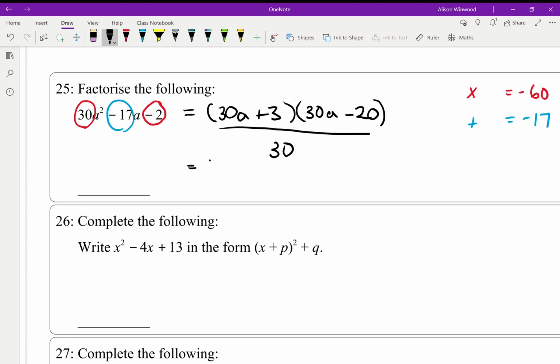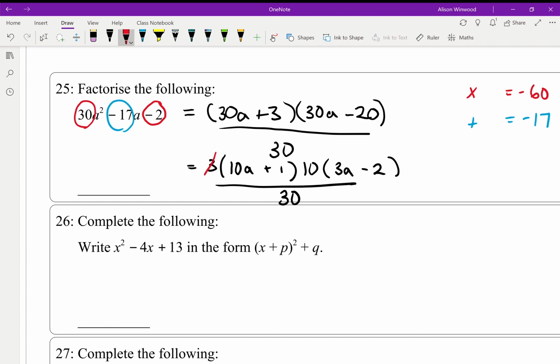First bracket has a common factor of 3. Second bracket has a common factor of 10. And 3 tens are 30. So I've got 10a plus 1, 3a subtract 2.